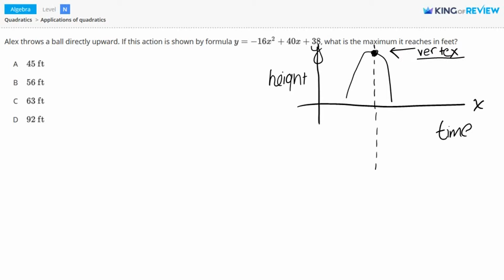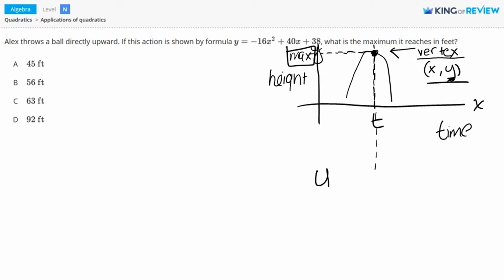So if you look at the vertex's y-coordinate, the y-coordinate would represent the maximum height that the ball reaches. And the x-coordinate here would represent the time at which the ball reaches its maximum height. So if we can find the coordinates for the vertex, specifically the y-coordinate, then we will be able to find the maximum height of the ball. How do we do this?